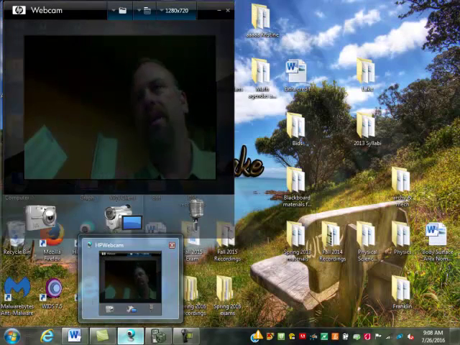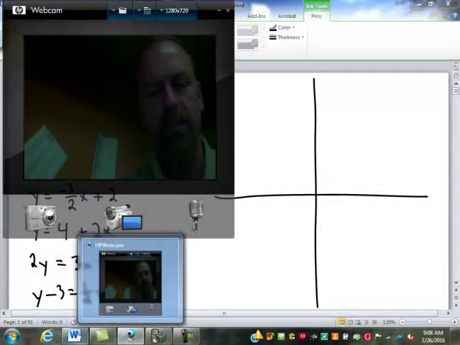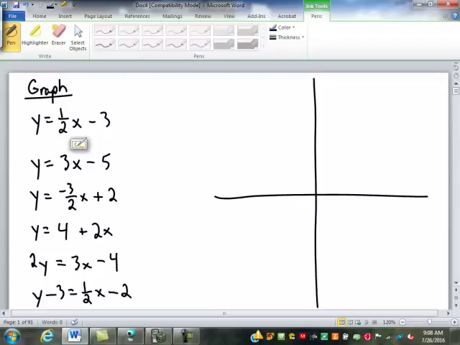Okay, so when we left off yesterday, we were graphing equations like these. So let's take a look and see how you came out on them. So the first one up there, y equals 1/2 x minus 3. Where do we start on that?